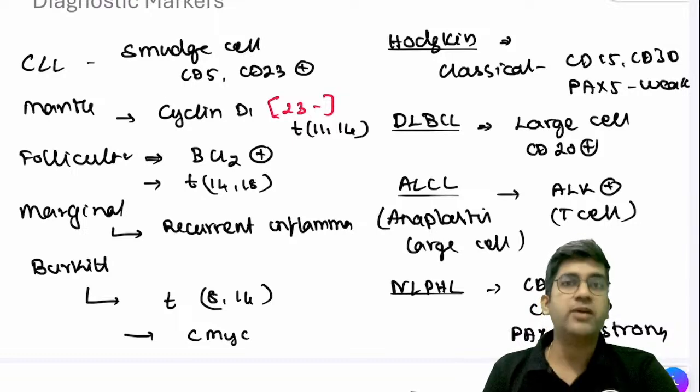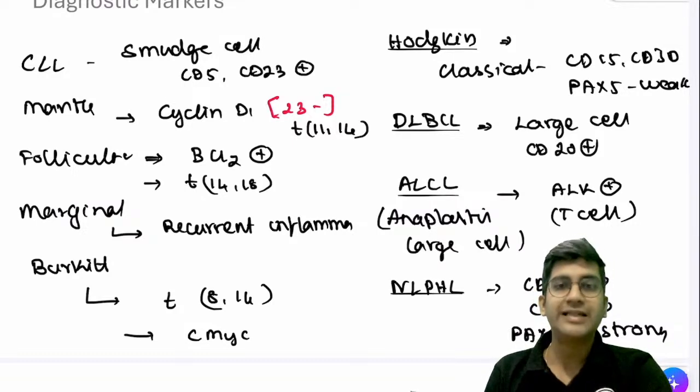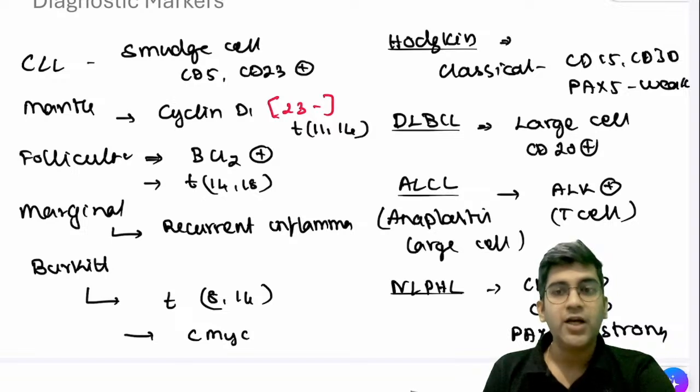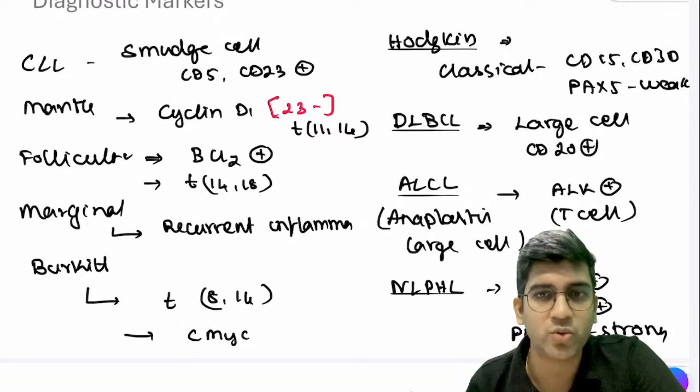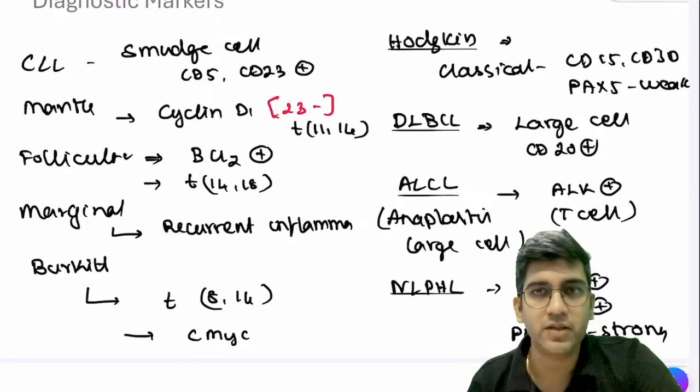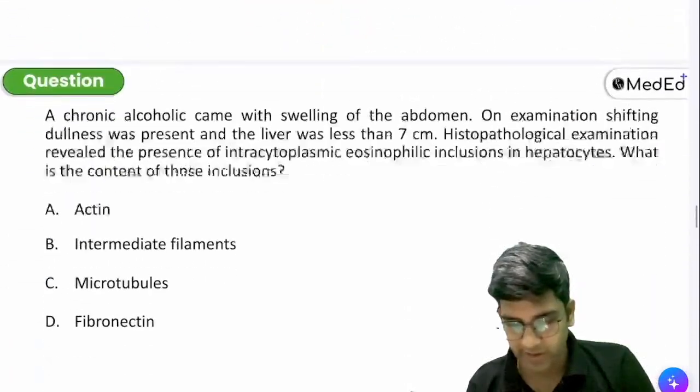It's only based on immunohistochemistry because in lymphomas and leukemias clinical symptoms might not help you much. It's always based on IHC. Please don't remember every IHC, right? Remember only things which are required, right? Few things alone you remember, others don't. Okay, fine, perfect. Let's go to the next question.